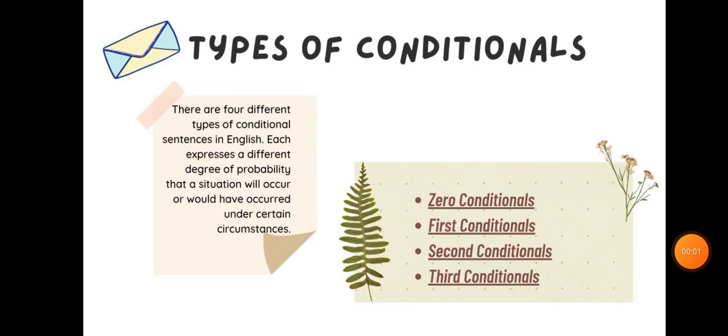Now, moving on to the types of conditionals. There are four different types of conditional sentences in English. Each type expresses a different degree of probability that a situation will occur or would have occurred under certain circumstances.